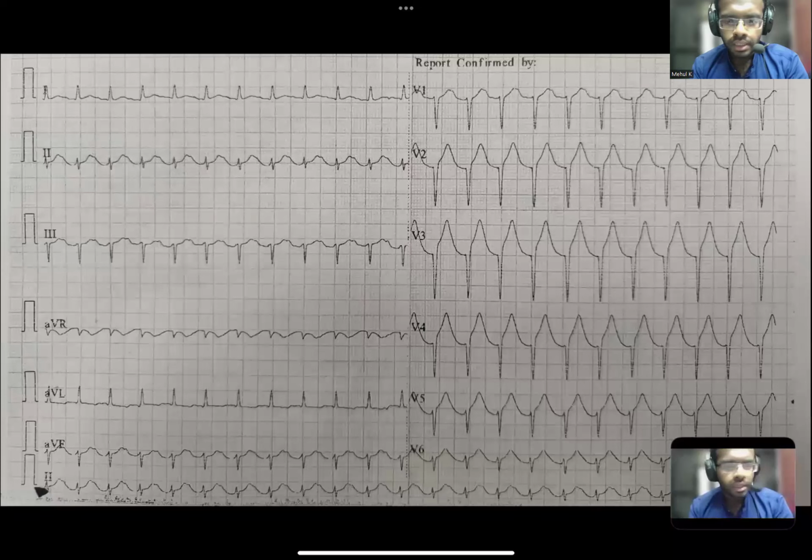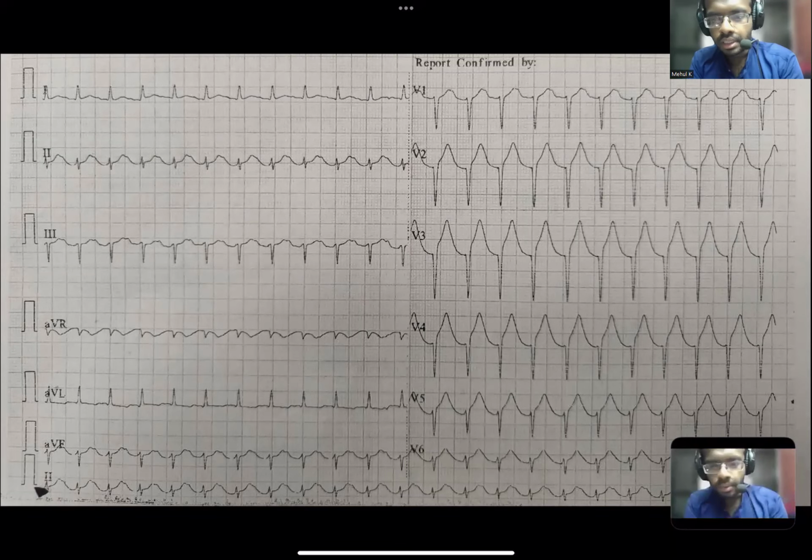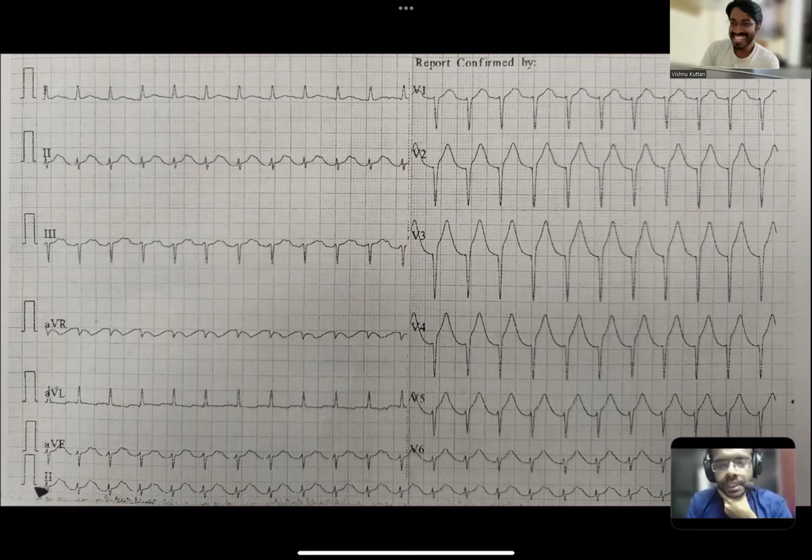I don't think you are exactly wrong. Even if you did decide to shock the patient, I wouldn't say it would have been a wrong decision either. So we are entering the gray area now. This is the gray area.